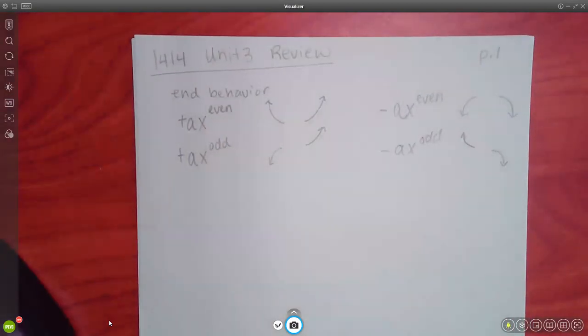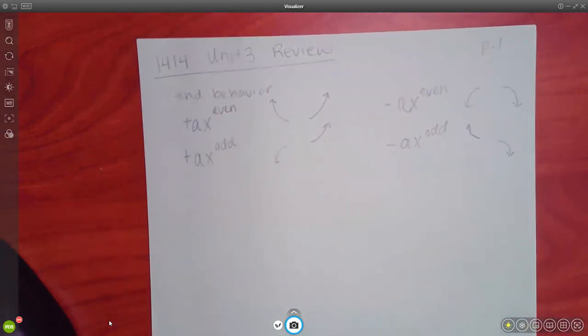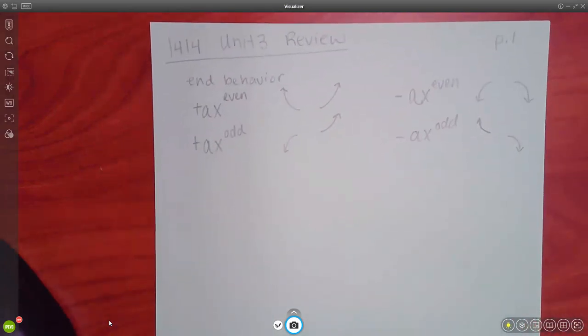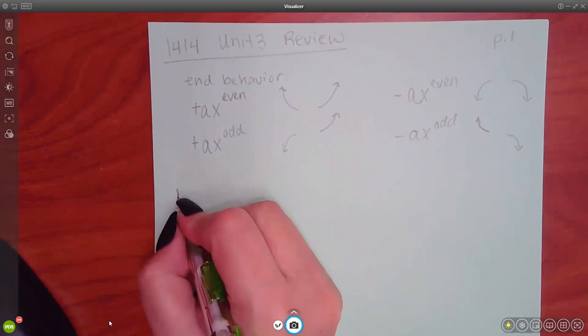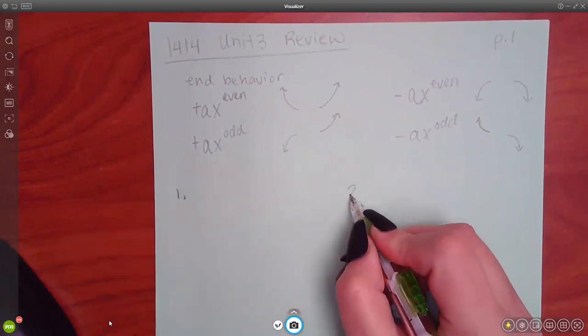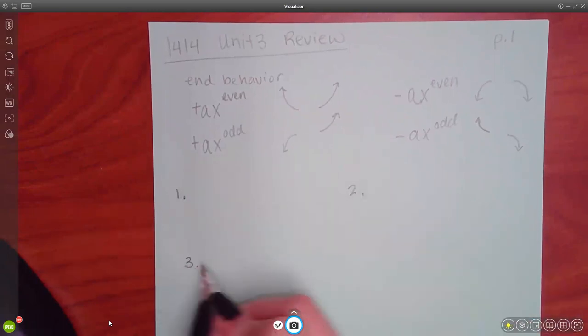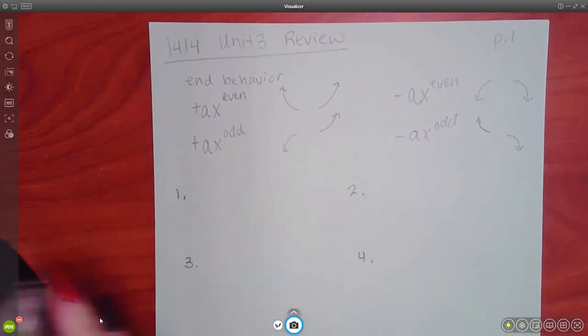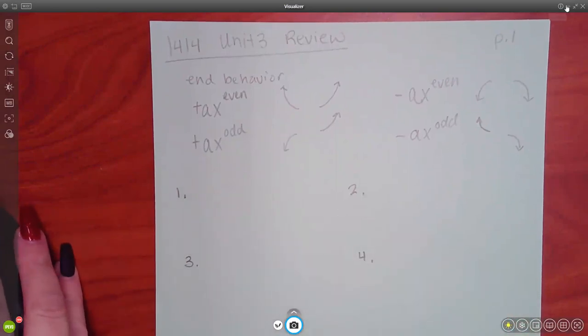Let me see if the light will work. I think that's a little bit better. You can see the contrast. Okay, so for number 1, number 2, number 3, and number 4, I'm going to write all of those problems down and then we'll talk about them.